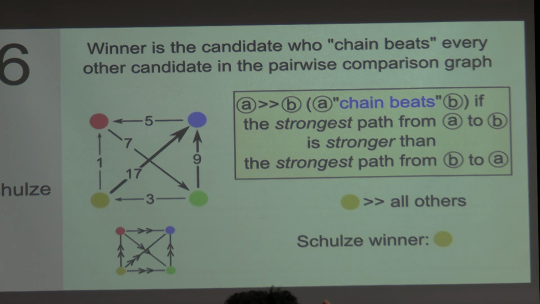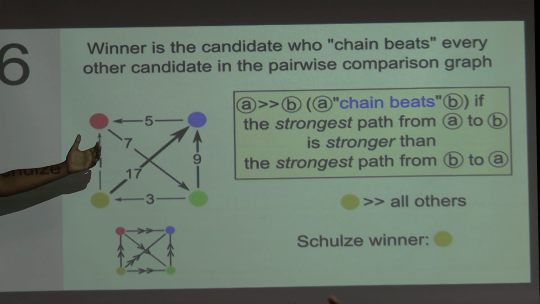Now, isn't that just because among all the incoming edges, yellow has the incoming edge of 3? So that was the bottleneck for all these chains. Well, in this example, it seems to be that, but if you have a million candidates and the graph is very complex, then you can't just look at your neighboring edges. You have to look at all edges, because the strength may be determined by edges that are far away from you.